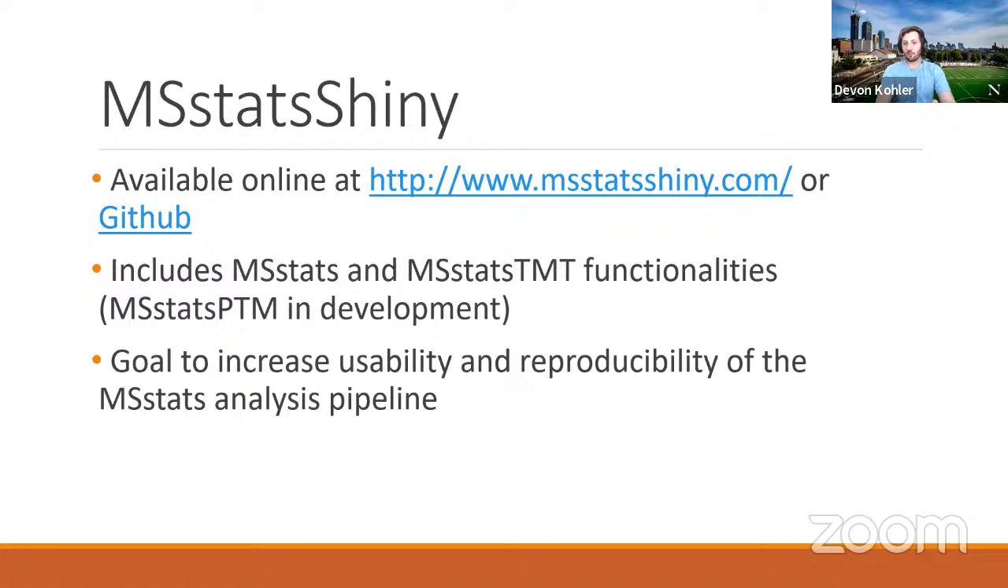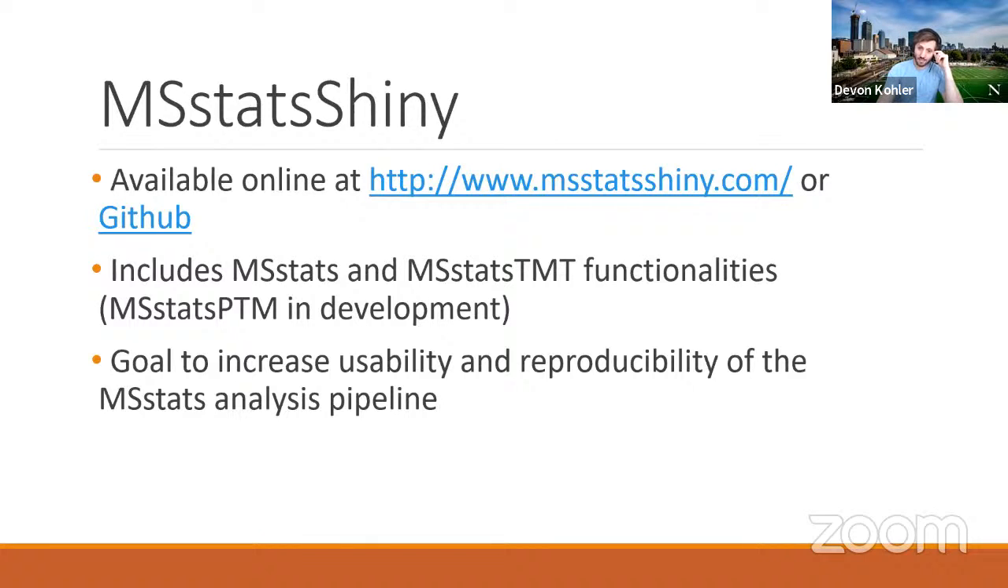So first off, it's available online at the link you can see there, msstatsshiny.com, or the actual code version is available on GitHub, so you can run it locally. I just want to say that the online version does have limited RAM space, so it's just on a server, so you might not have as much capacity to process large data sets as you do on your local machine. So if you have a small data set, the online version will work fine, but if you have something that's a little bit larger and you want to run a little bit faster, you probably would want to just run the app on your local machine.